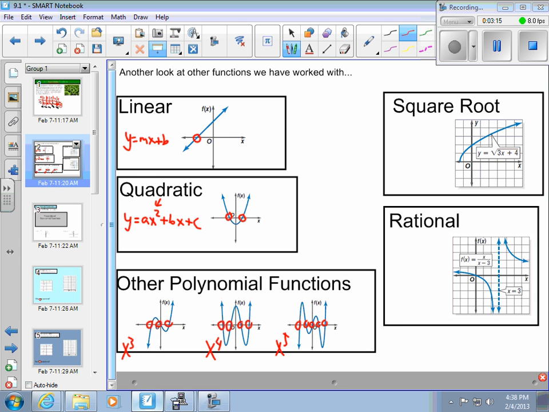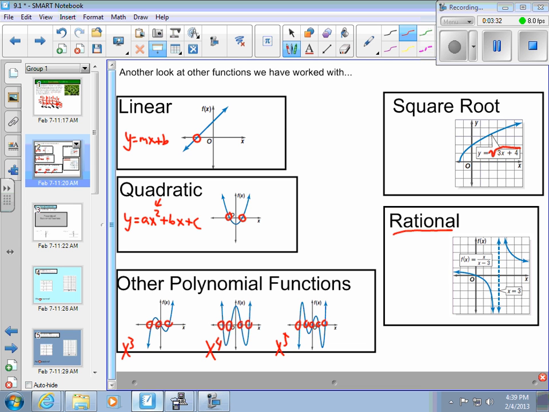Square root function. That's anything where you have a square root in the equation. And we looked at those ones. They're curved graphs. We looked at some of the properties with the domain and range. We've also just got done talking about rational functions.